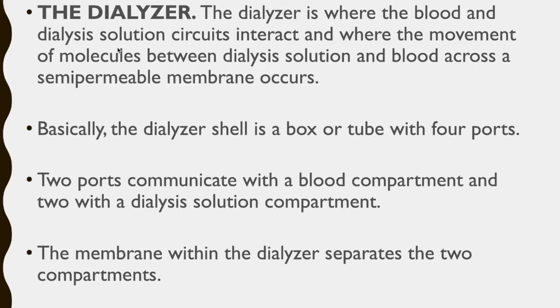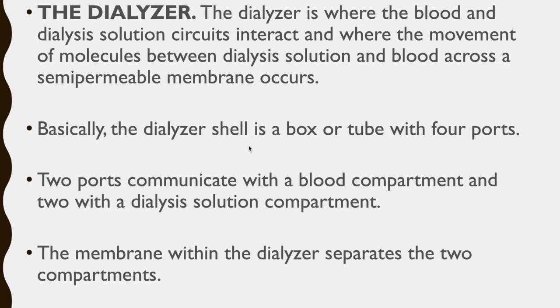The dialyzer is where the blood and dialysis solution circuit interact and where the movement of molecules between dialysis solution and blood across the semi-permeable membrane occurs. So basically, what is a dialyzer? A dialyzer is a place where the blood and the dialysis solution come together, or we can say they interact with each other. And here the movement of molecules between the dialysis solution and the blood across a semi-permeable membrane occurs.